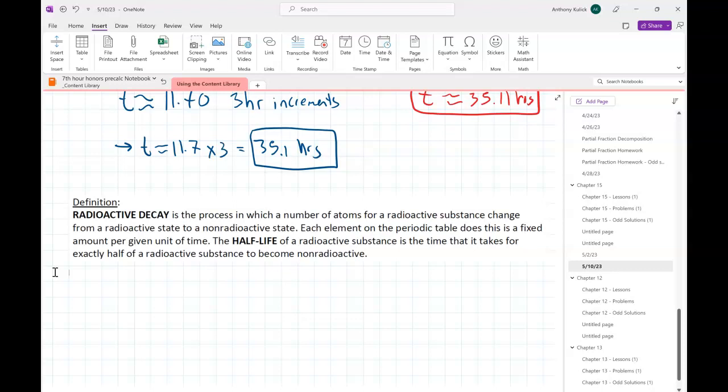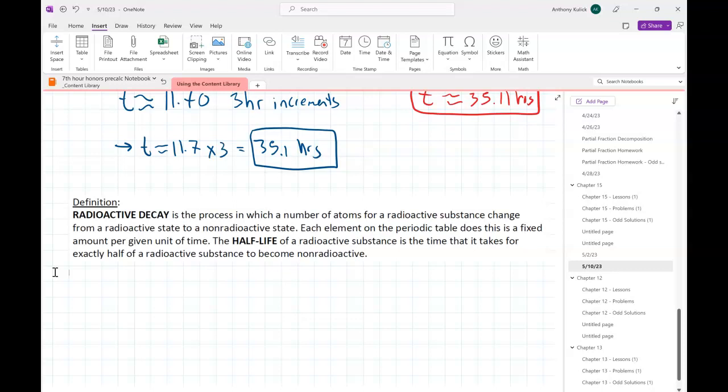In some situations, that means that one element is going to give off neutrons and protons and become a new, completely different element, right? That process of releasing atomic particles and reaching a more stable configuration is called radioactive decay.